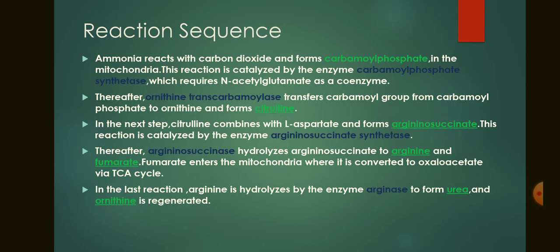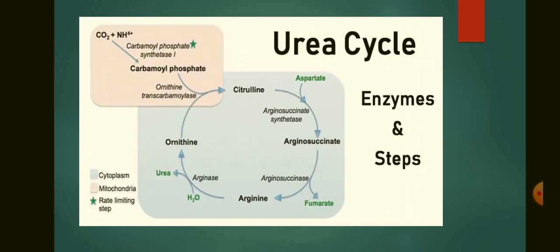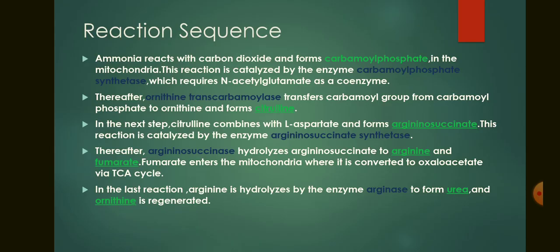Let us study the reaction sequence of this urea cycle. In this urea cycle, first of all, ammonia will react with carbon dioxide and form carbamyl phosphate in the mitochondria. This reaction is catalyzed by the enzyme carbamyl phosphate synthetase. And this carbamyl phosphate synthetase enzyme requires N-acetyl glutamate as a coenzyme.